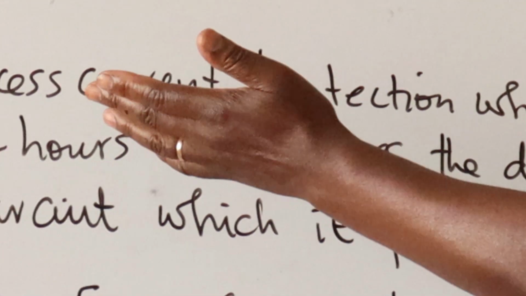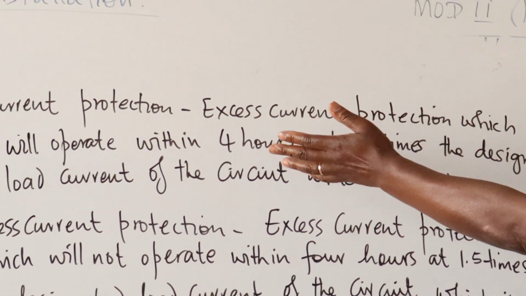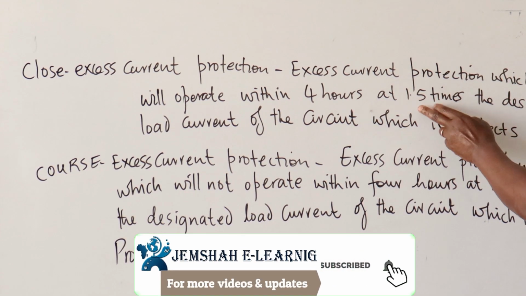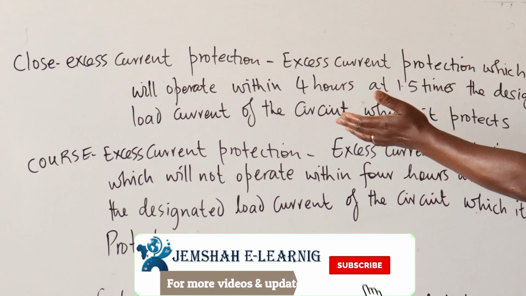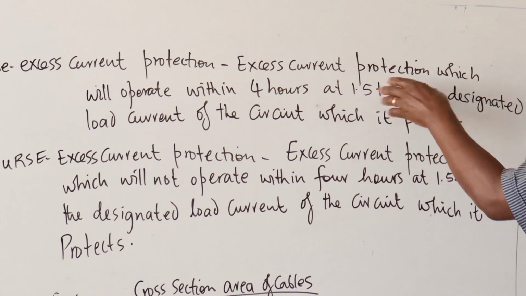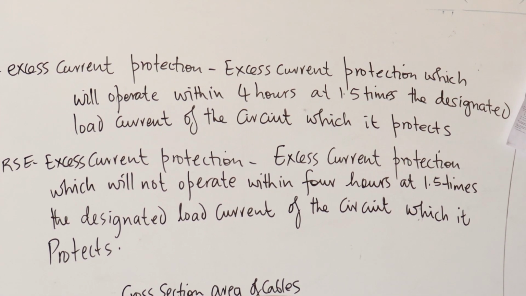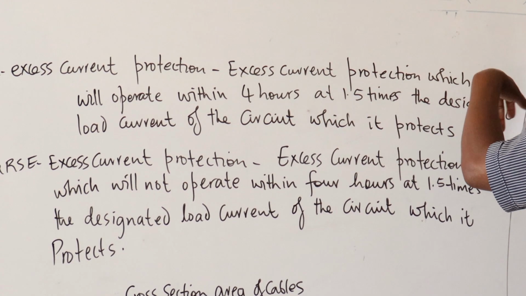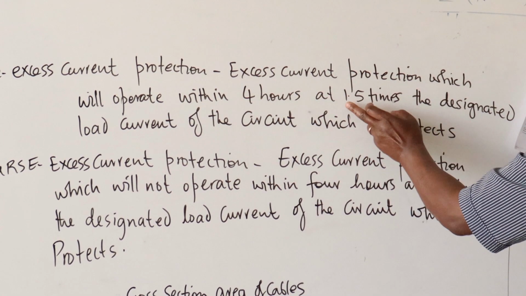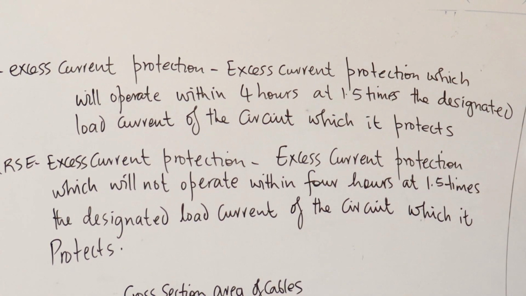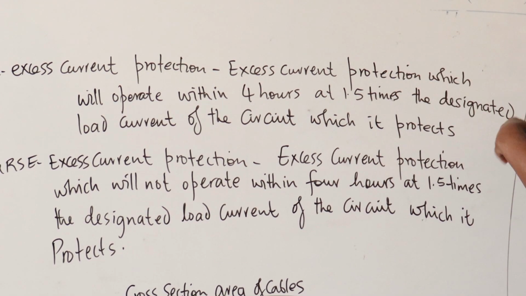Here we have the first definition, of close excess current protection. This is whereby the protection will operate within 4 hours at 1.5 times the designated load current of the circuit which it protects. The 1.5 times will be brought about by the fuse or circuit breakers that you choose for your circuit. The protective devices should operate within 4 hours if the excess current continues at 1.5 times. That will be by the devices you choose for your protection.